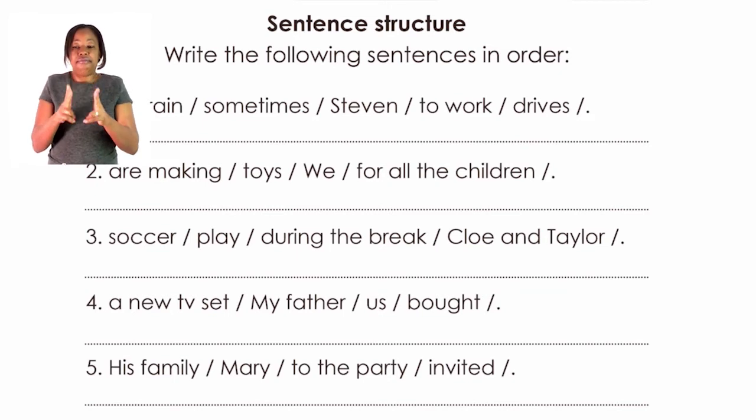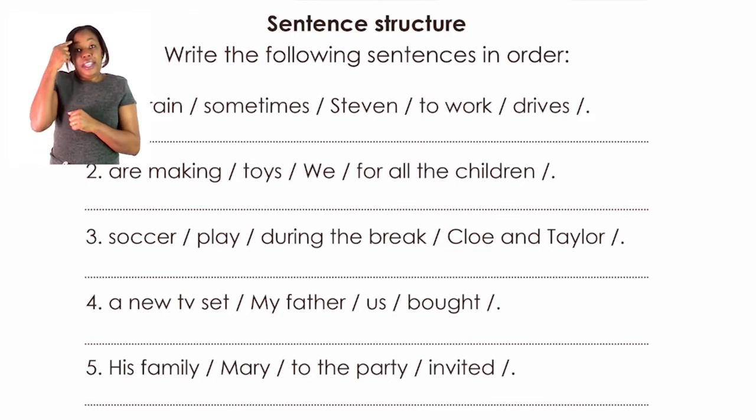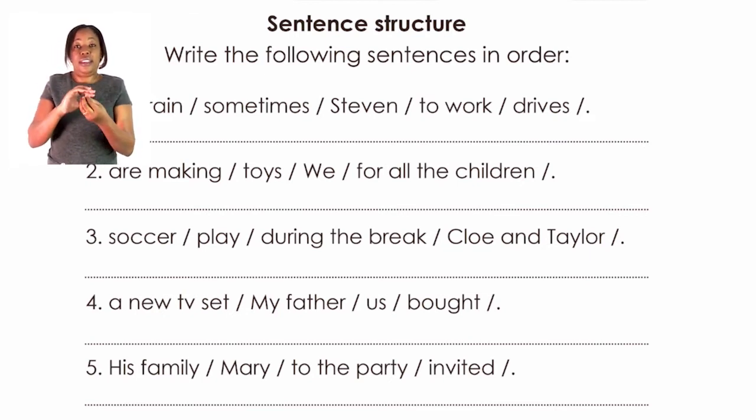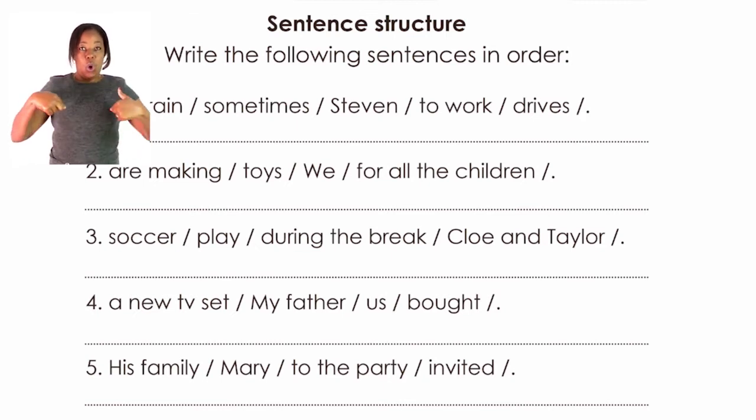Okay, I think it does make sense, but if you think otherwise, put it the way you think and ask your friends, your parents, your aunties to help you. Okay, all right. Now let's look at number 2. Making toys, we, for all the children. Now look at the word again, which is starting with a capital letter there. Then that word will be the one to start the sentence. Which word there? The we is starting with a capital letter. So I think we should be the first word to start this sentence.